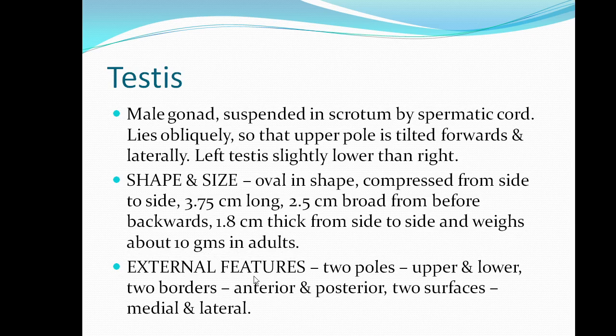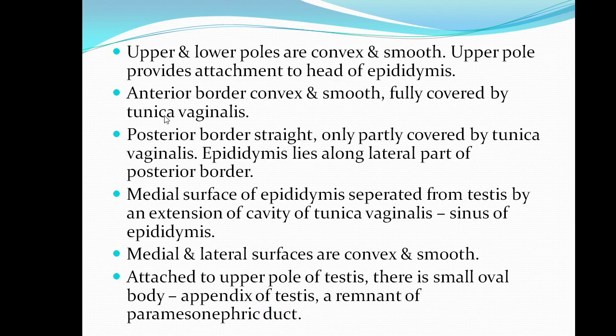The external features of the testis consist of two poles, that is the upper and lower. There are two borders, that is the anterior and posterior, and it has two surfaces, that is medial and lateral. The upper and lower poles are convex and smooth. The upper pole provides attachment to the head of the epididymis.